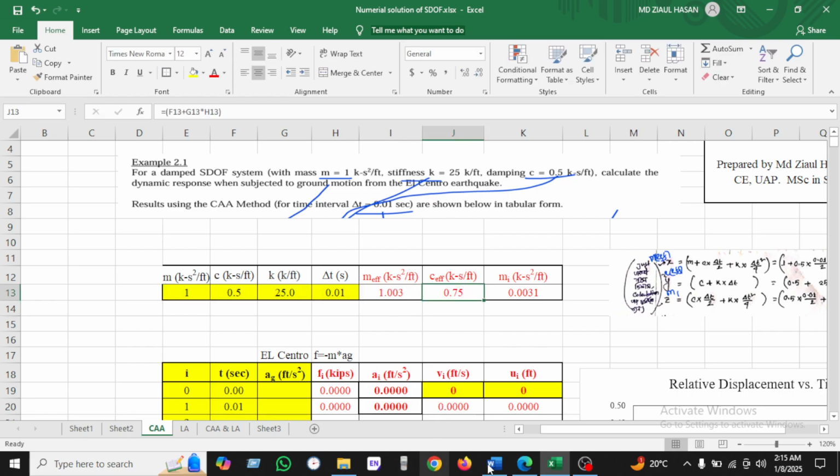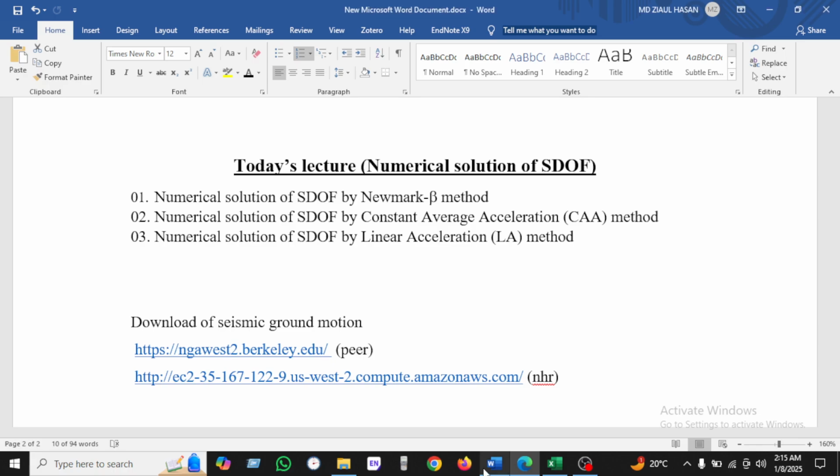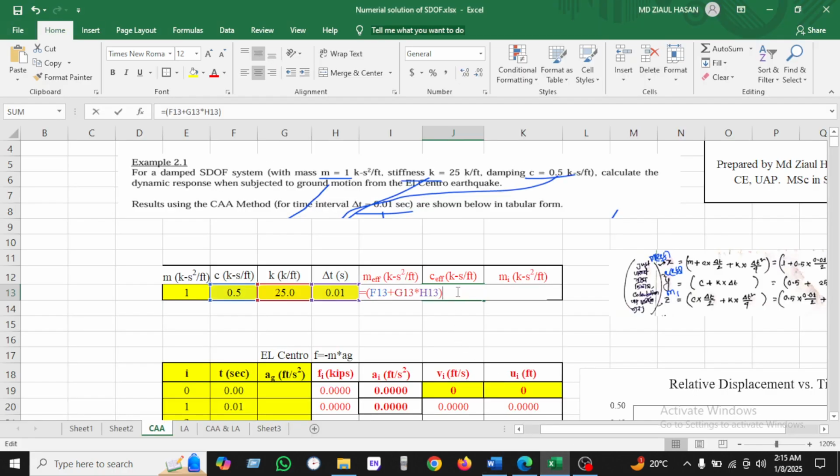How will we get the C effective? C effective is C plus K times delta T, and we find the C effective. How will we get the M1?